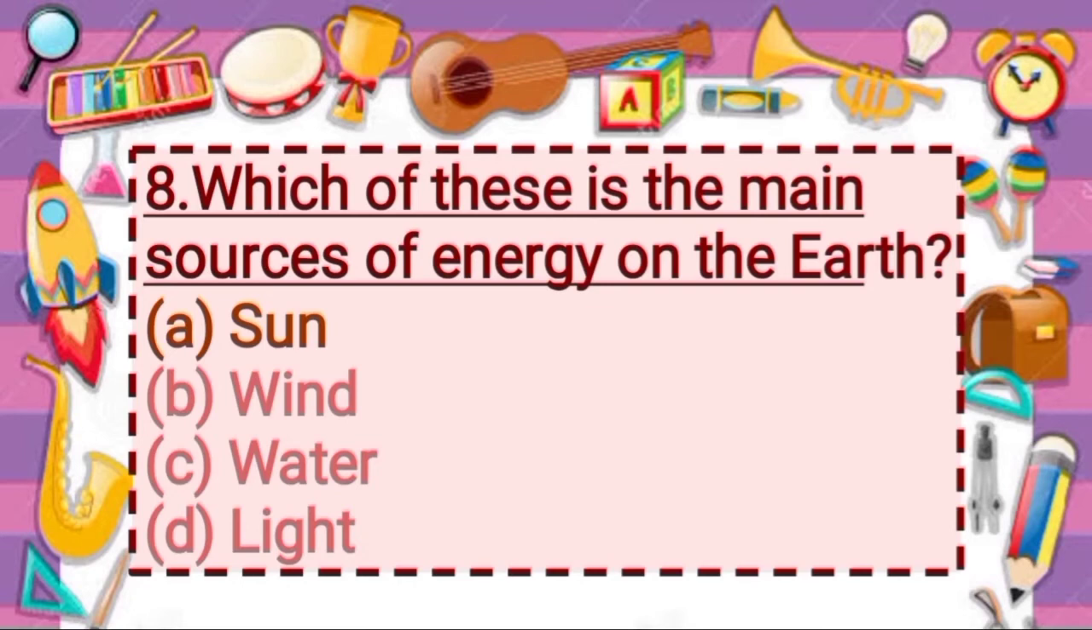So as you know, plants use solar energy to make food with the help of their leaves. Even we need the sun. We get heat and light energy from the sun. So we can say that the main source of all energy on the earth is the sun. So the answer is option A, sun.